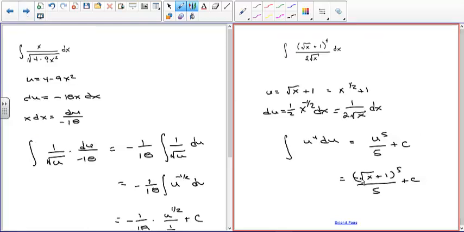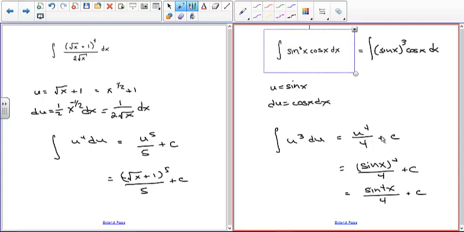The next one is just the square root of x plus 1 to the 5th power divided by 5 plus c. This one becomes the sine to the fourth of x over 4. So I got the sine of x to the fourth. If you have this situation, we took this form, went to that form, so we could recognize that this was going to be u. You can go back the other direction to the compact form. So sine to the fourth of x over 4 instead of the sine of x to the fourth. It's the same thing.